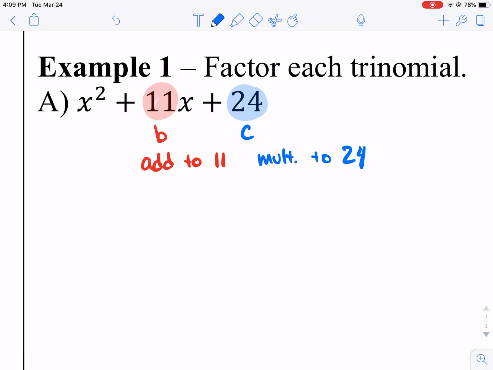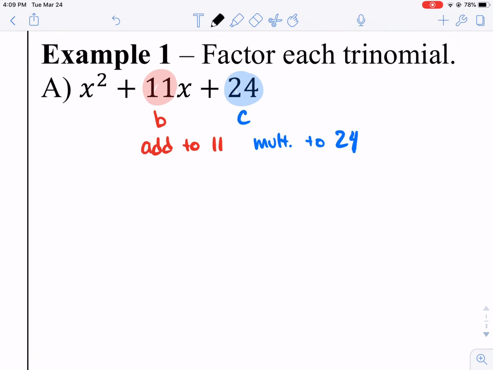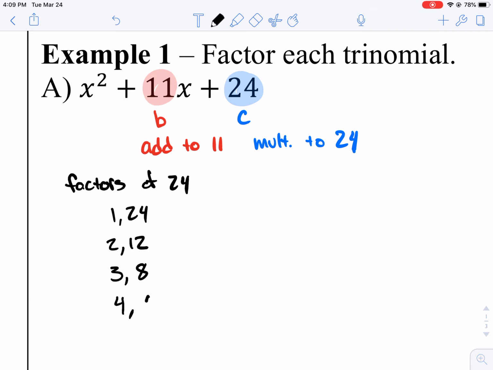Now, you can just guess and check and hope for the best. I like to make a list of numbers that multiply to 24, that is, factors of 24. So factors of 24 include 1 and 24, 2 and 12, 3 and 8, 4 and 6. I could also keep going and say 6 and 4, but 6 and 4 count also as 4 and 6.